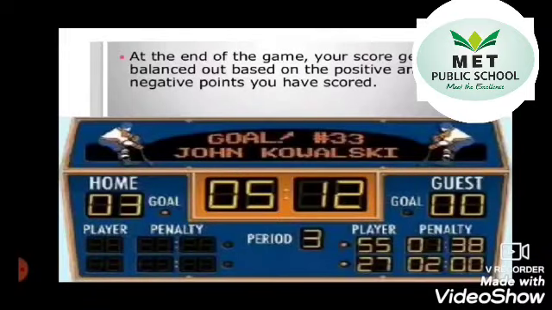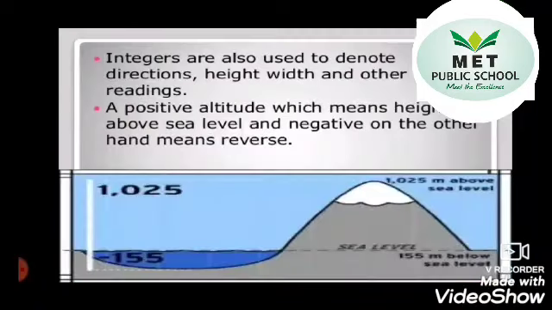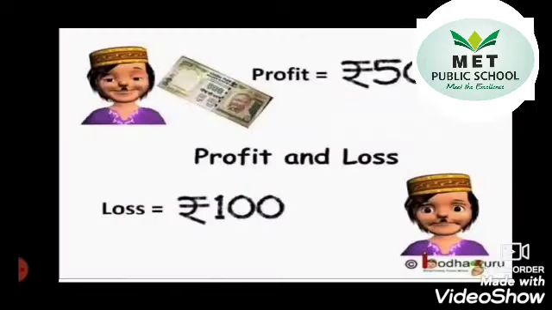The second use of integers is that at the end of the game your score gets balanced out based on the positive and negative points. So integers are used to count the positive and negative points. Third use. Integers are also used to denote direction, height, width and other weather readings. Integers are also used to calculate profit and loss. If it is profit, you use a positive integer, and if it is loss, then you use a negative integer.